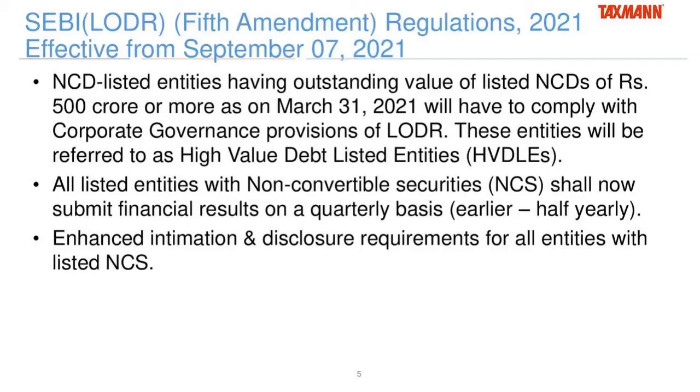All companies which are NCD listed, that is non-convertible debentures listed, having outstanding value of listed NCDs of rupees 500 crore or more as of 31st March 2021, will have to comply with the corporate governance provisions of LODR. We all know that LODR requires several corporate governance requirements, for example, for related party transactions, whistleblower policy, independent directors or audit committees. Those will now be applicable to high value debt listed companies also. What is high value? The threshold decided by SEBI is 500 crores or more outstanding value of NCDs.